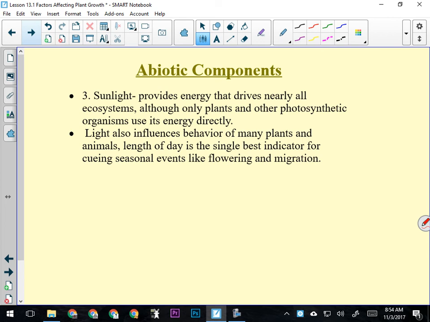Okay. All right, migration for animals is another one. Obviously, that's cued by length of day as well. And length of day also cues abscisic acid to be produced, and that's when plants will go dormant in the fall. So it's more than just an energy source, it's also like a clock, or a calendar, that tells them when they've got to do certain things.